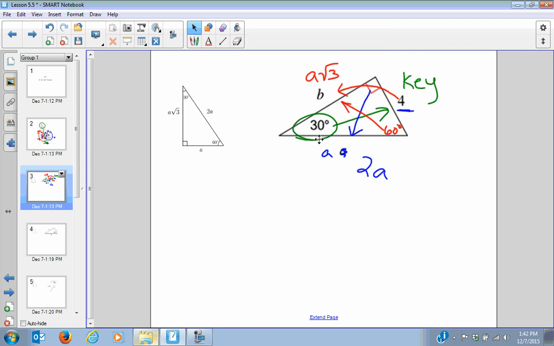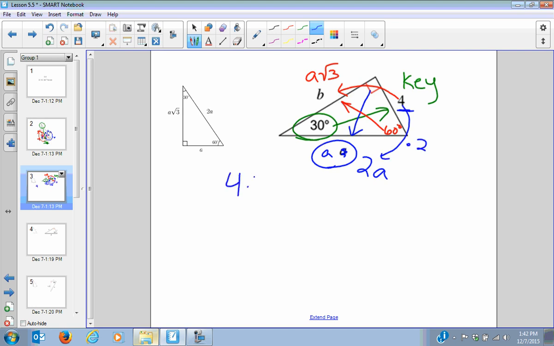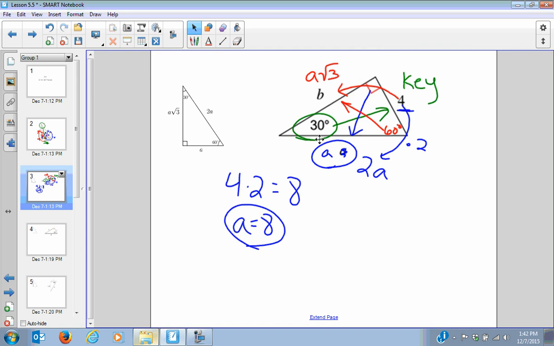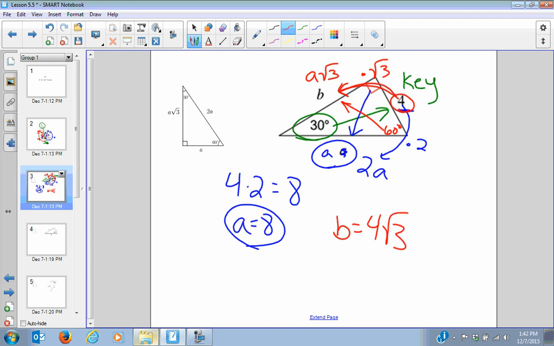So this one's a very simple one. I started off with the one that was the easiest. If we want to get this value right here, you just take it and multiply by 2. So 4 times 2 would be 8. The value of A equals 8. If I wanted to go from here to here, again, I'm multiplying because I'm starting at the key by the square root of 3, and I just get that B equals 4 square root of 3.